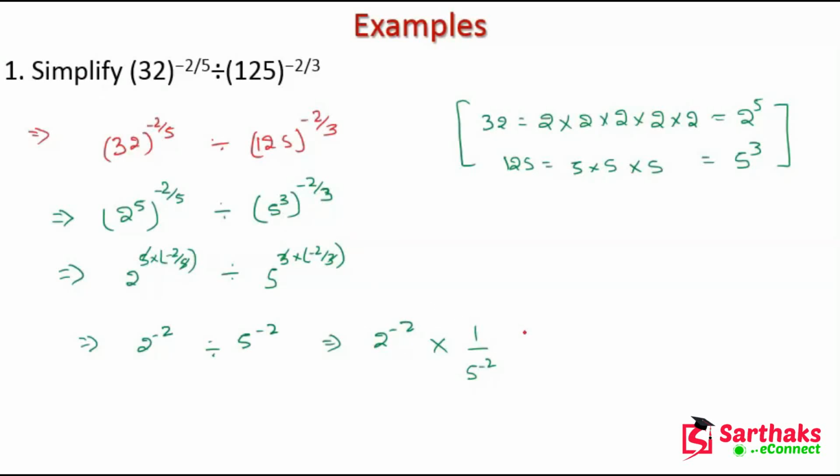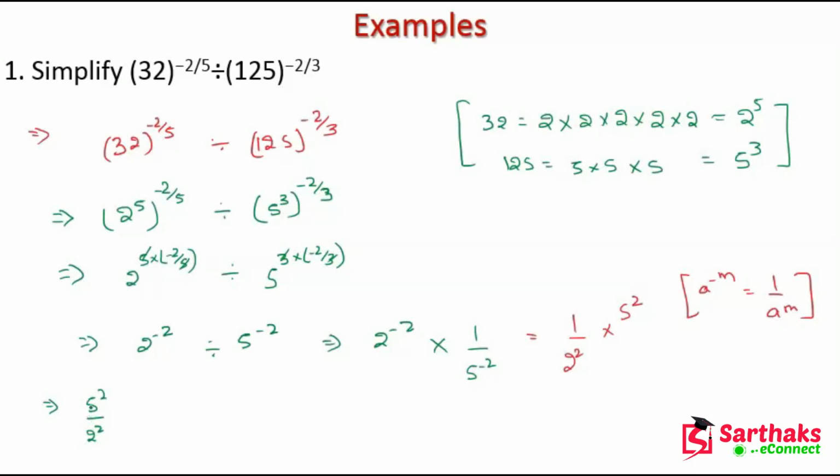So if we reciprocate this, this will become 1 upon 2 raised to power 2 into 5 raised to power 2, because we know that a raised to power minus m can be written as 1 upon a raised to power m. We know that very well. So this will become 5 raised to power 2 upon 2 raised to power 2.